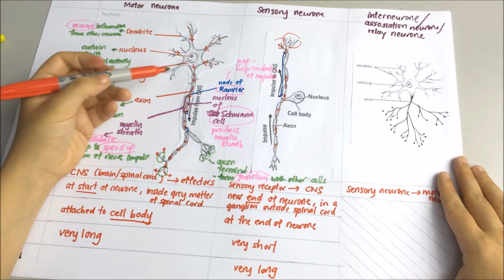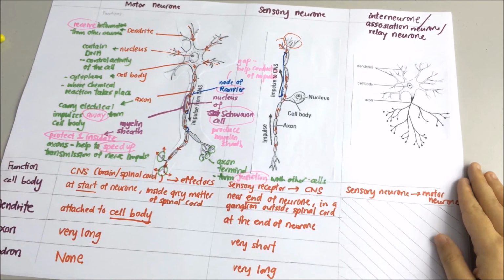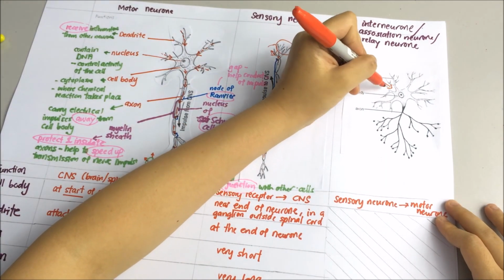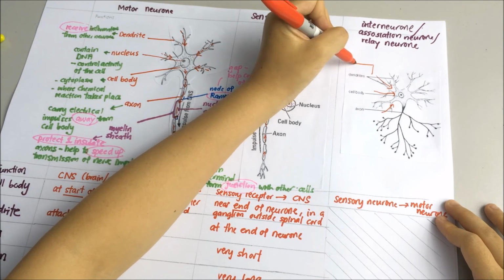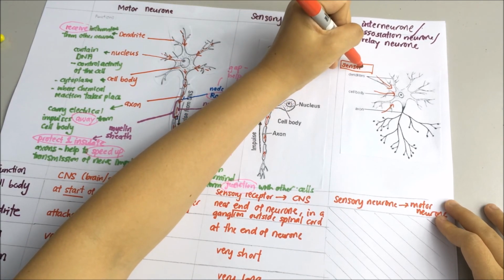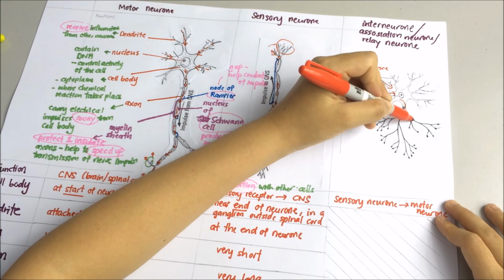In the motor neuron, the dendrites will straight away transmit the impulses into the cell body, while in the sensory neuron, the impulses have to actually traverse along the dendron to reach the cell body. So this is just to reinforce what I was saying just now.